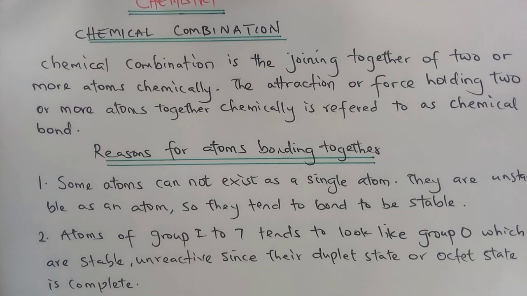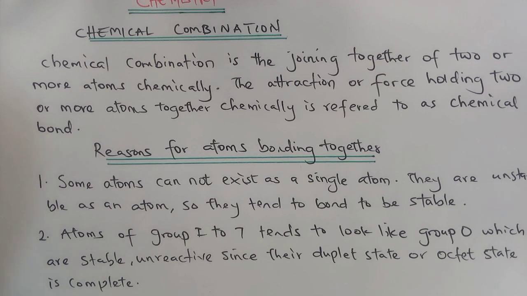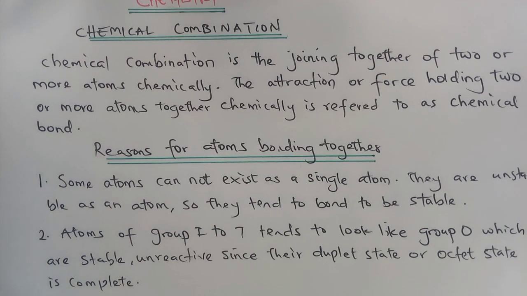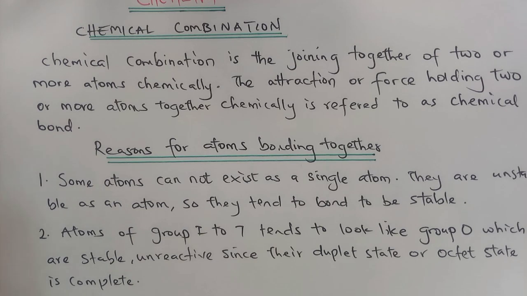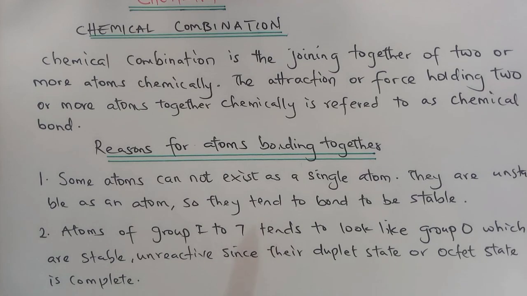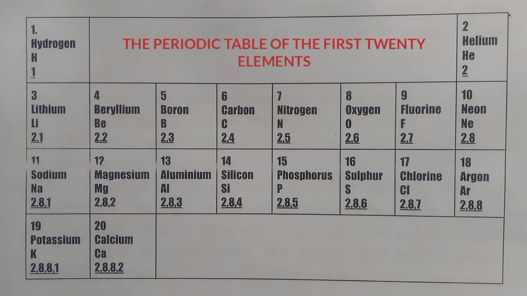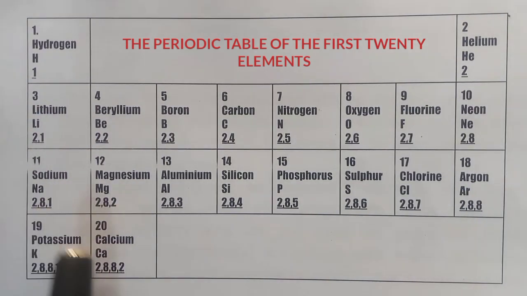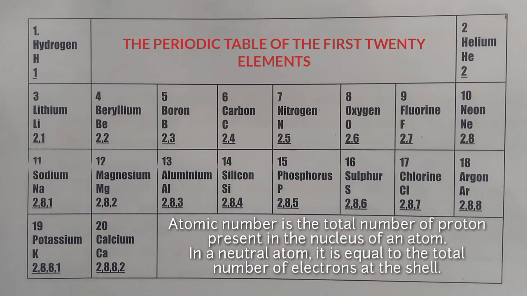Because of this second reason, we are going to look into the electronic configuration of some elements. We're going to use it to explain chemical combination, because this is actually the major reason why chemical bonding occurs. If you look closely, you will see a simple diagram representing the first 20 elements, where we have hydrogen, helium, lithium, down to calcium, and the numbers here represent what we call the atomic number.